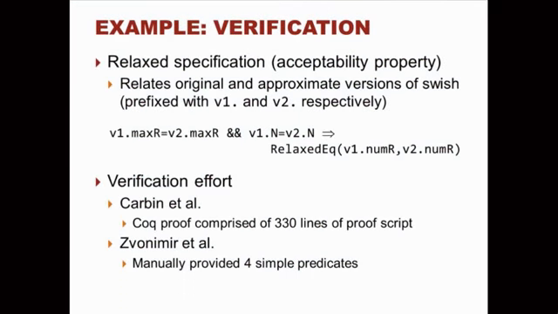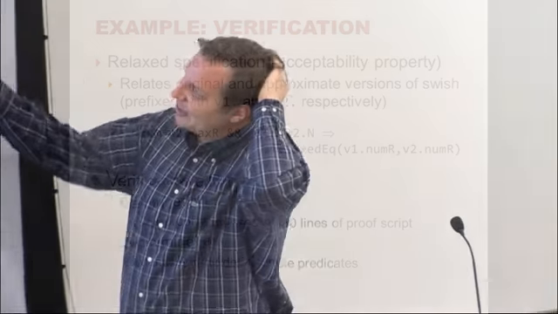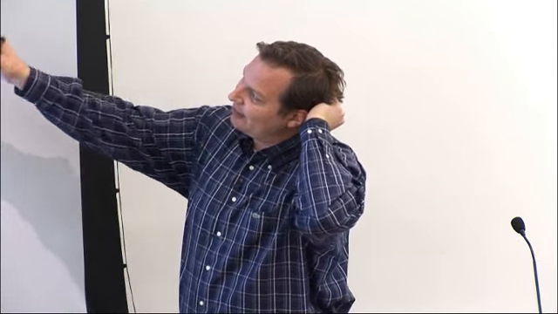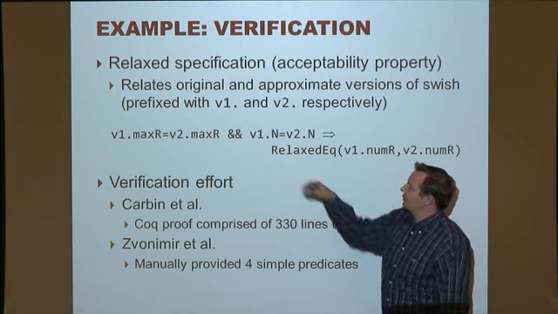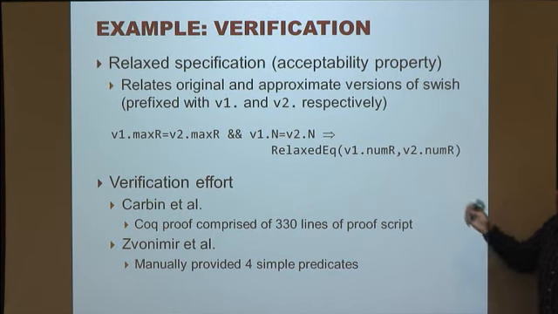So we had to also specify what we actually want to check. And this is an example of this distance kind of criteria, where we are saying if the inputs are the same, then the outputs should be related by the same relaxedQ function.